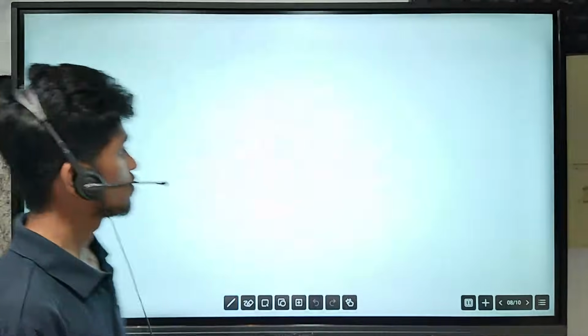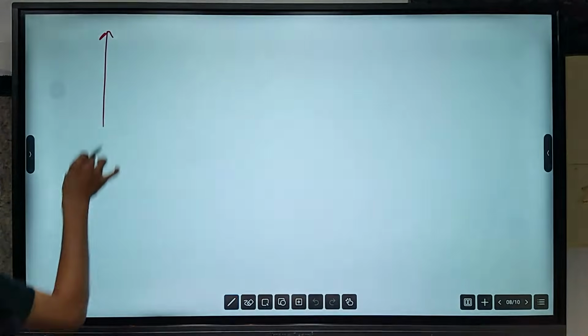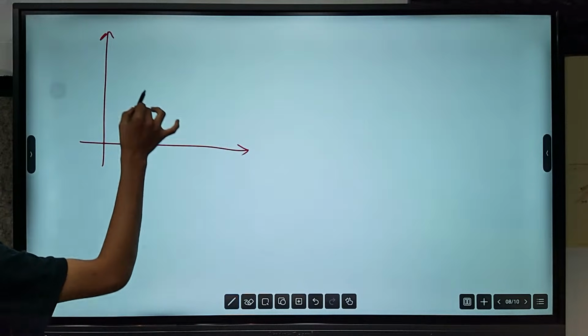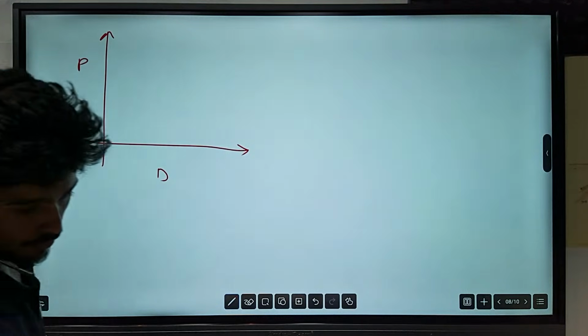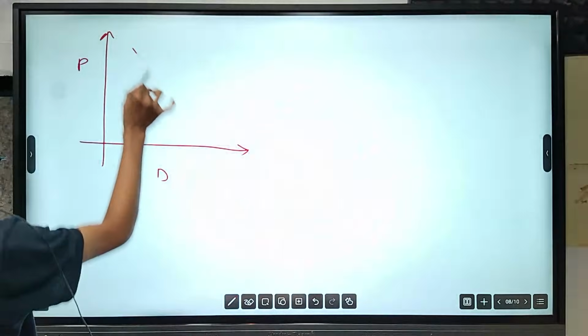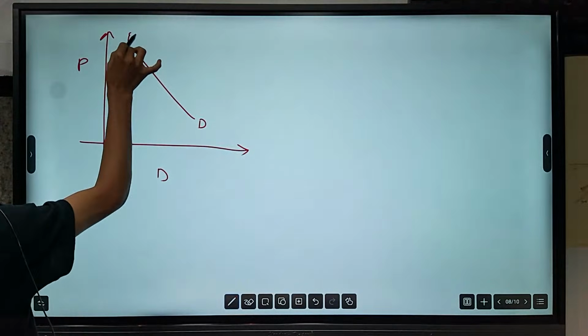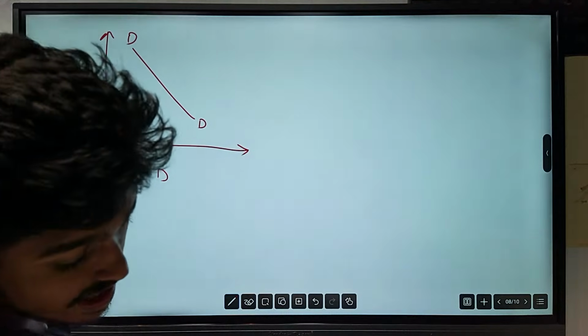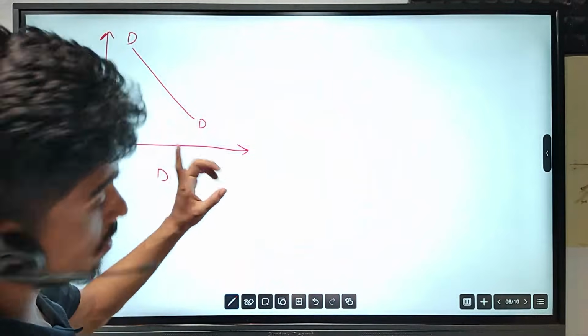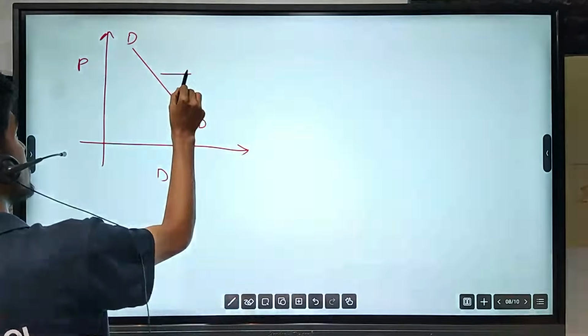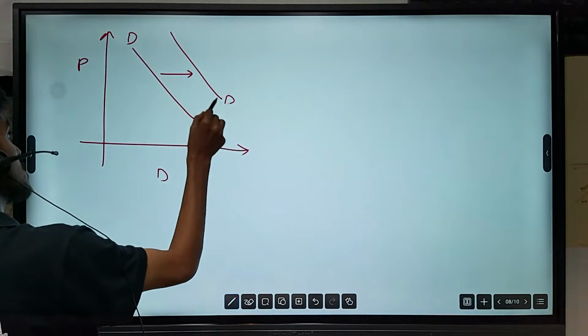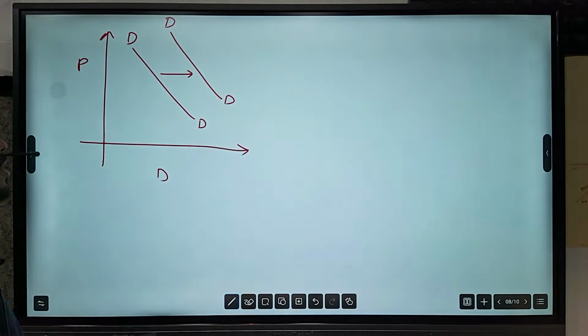And certain things you have to remember under demand. This is price, this is demand. If this is the demand curve DD, and if there is an increase in demand, there might be shifts. If demand is increasing, the demand curve will shift to the right.